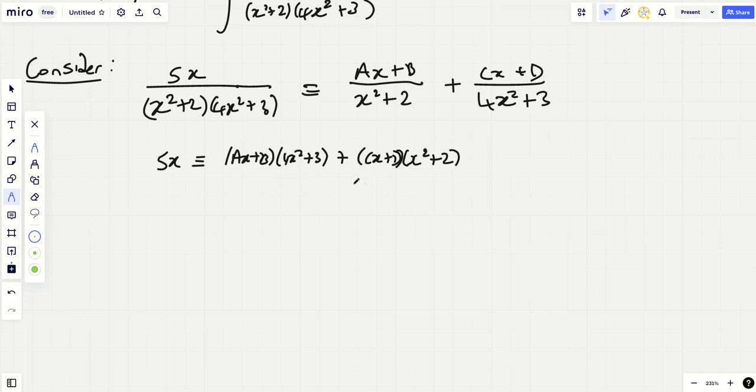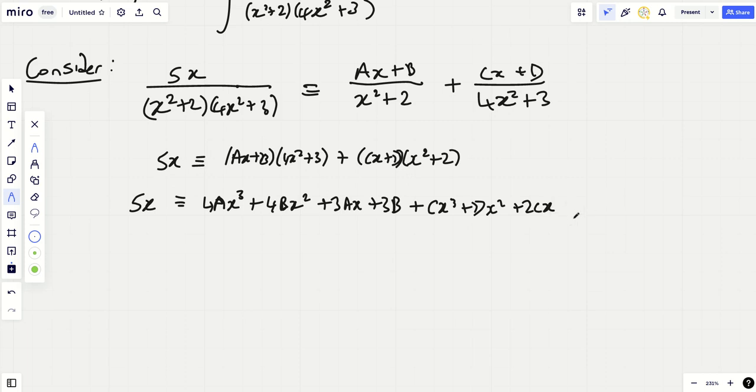Okay, and we're just going to multiply it all out and equate coefficients. So 5x is identical to, now what are you going to get here? Let's get it done correctly. This is the kind of point in the argument where I normally make a mistake. 4x cubed plus 4bx squared plus 3ax plus 3b. Same with the other one: cx cubed plus dx squared plus 2cx plus 2d, and then set up a big long system of equations.